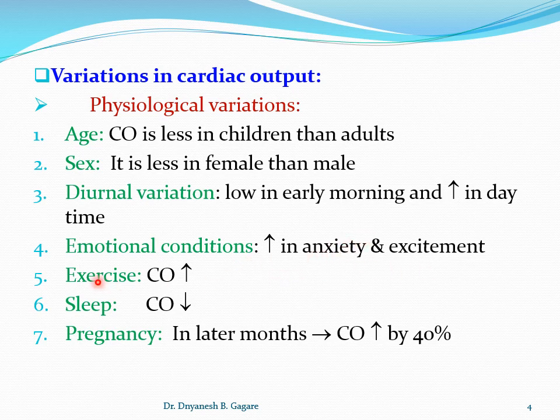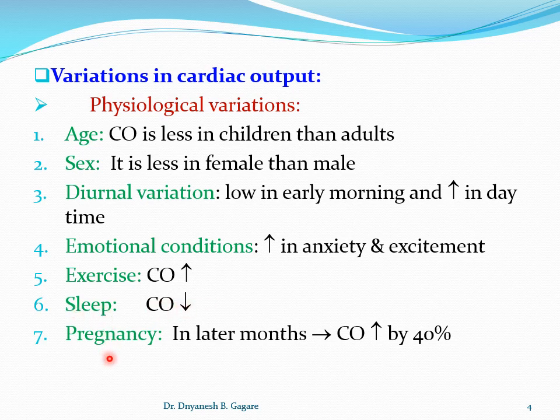During exercise, cardiac output increases. It depends on the severity of the exercise. During sleep, cardiac output is minimum because during sleep there are no activities and the basal metabolic rate is less. That's why cardiac output is minimum during sleep.